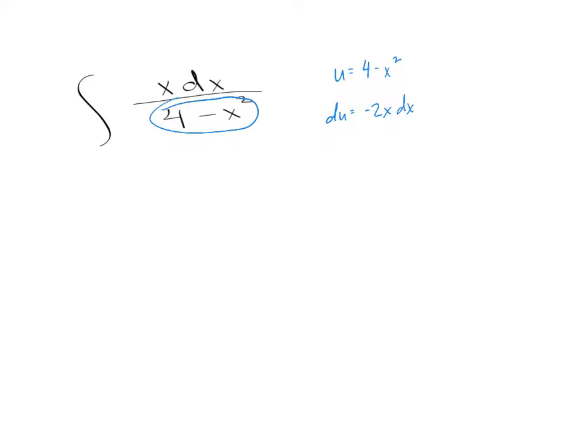So we have this thing in the denominator is u, and then x dx is right there. That's the du almost. We just have this negative 2 to deal with, which we can divide by and have a negative 1/2 du is equal to x dx. Okay, so I'm dividing by that negative 2 to throw it on the left-hand side. All right, now when we make our substitution, in the denominator of my fraction I have just a u, 4 minus x squared, and then the x dx is negative 1/2 du up in the numerator.